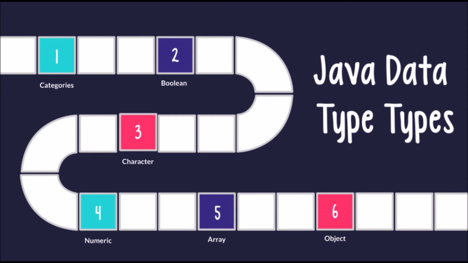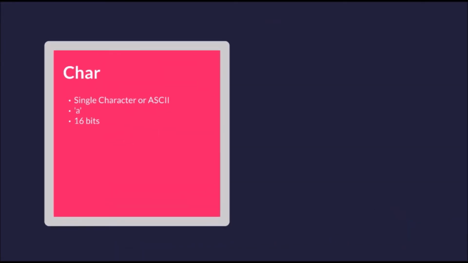The next primitive type is a character. A character is represented in 16 bits. You could show it as the single character you see here, an A in single quotes, or as an ASCII code, which is a code for representing text in computers.